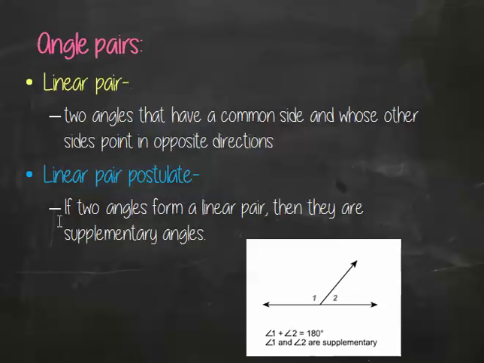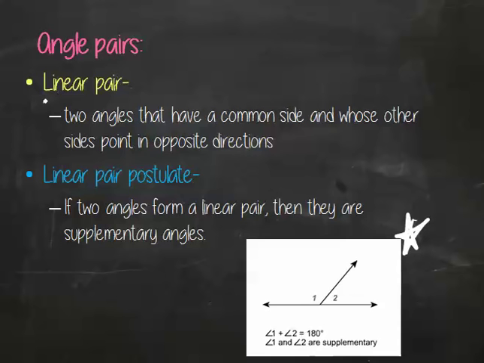Okay, then we have a linear pair. It's a little bit different than supplementary. It makes a straight line, which we know is 180 degrees, but they have to have a common side. Whereas supplementary, they can be located in two different parts as long as they add up and equal 180. So if you look right here at this picture, it shows that angle 1 and angle 2 equal 180 degrees. They are supplementary because they do equal 180 degrees, and they lie on the same line.